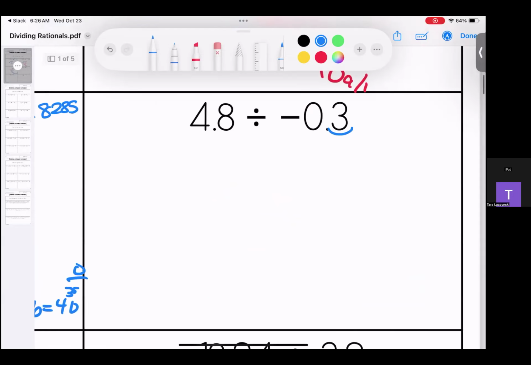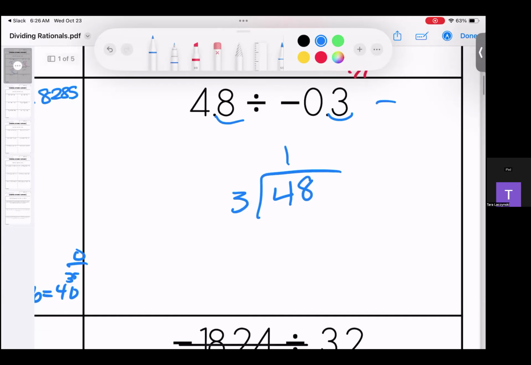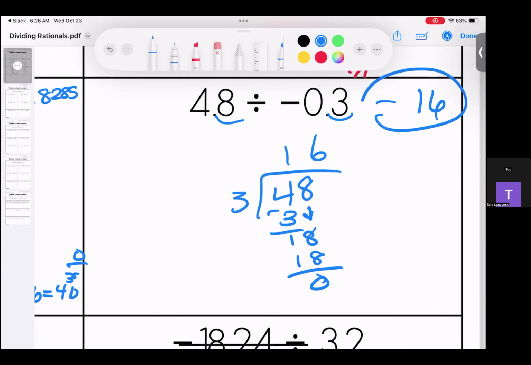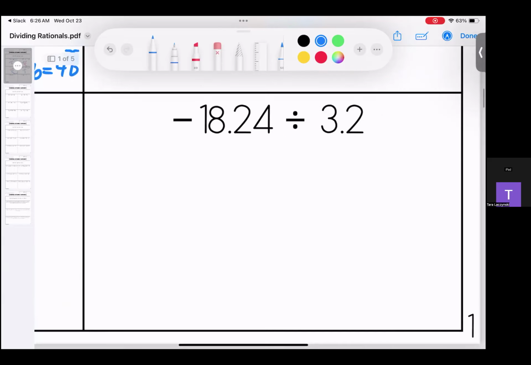All right, this one's outside. So 1, 2. I'm going to do 48 divided by 3, but make it negative. 3 goes into 4 one time. 3 goes into 18 6 times. Answer for this one, negative whole number 16.